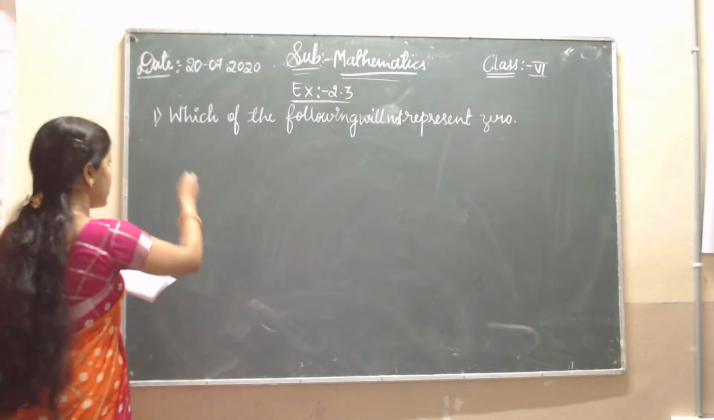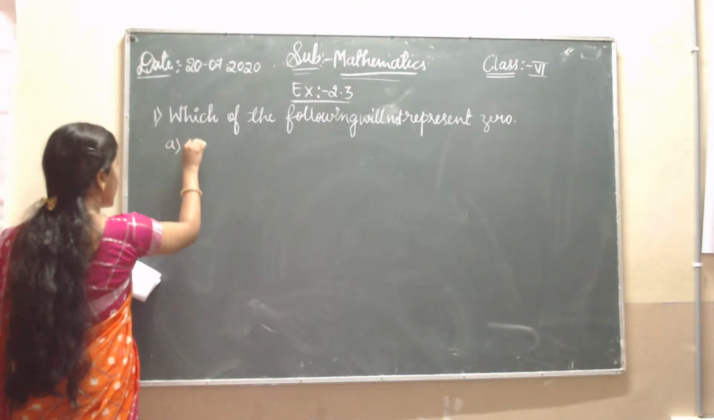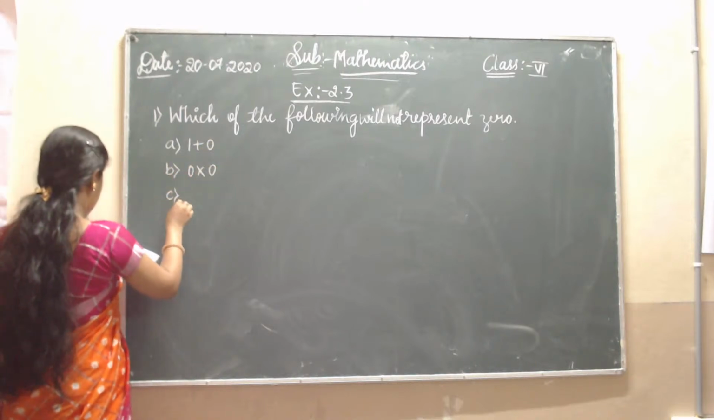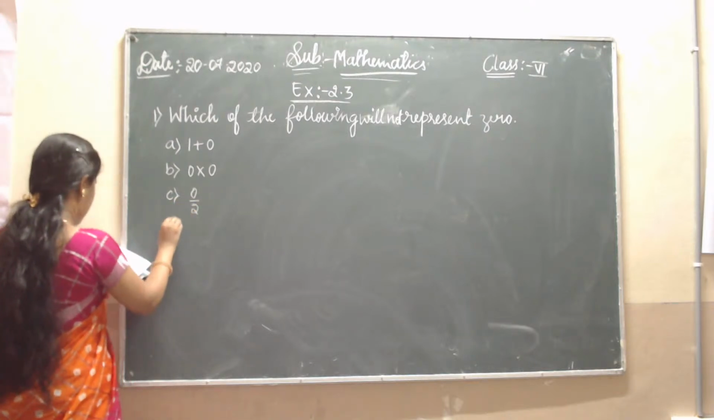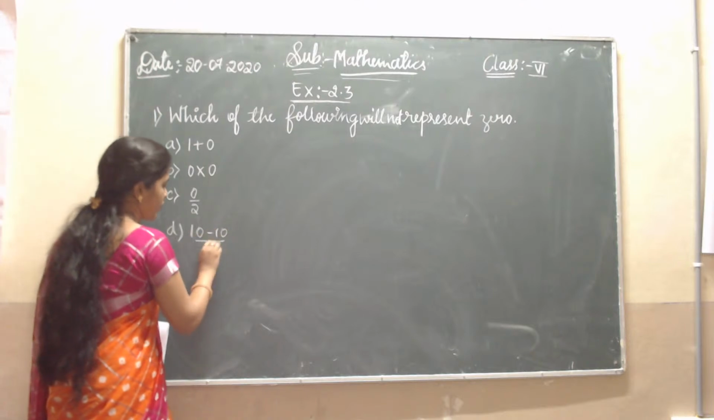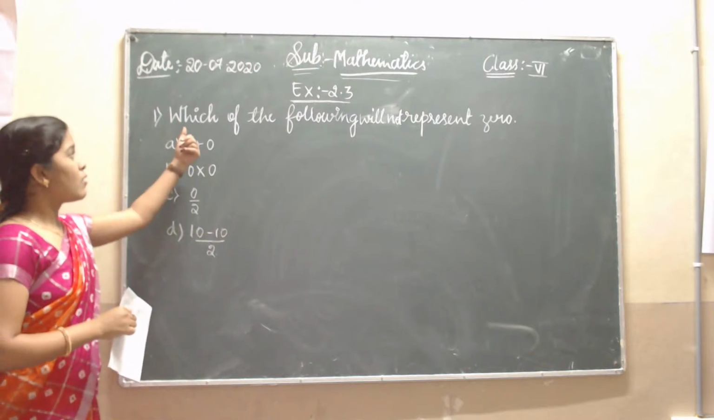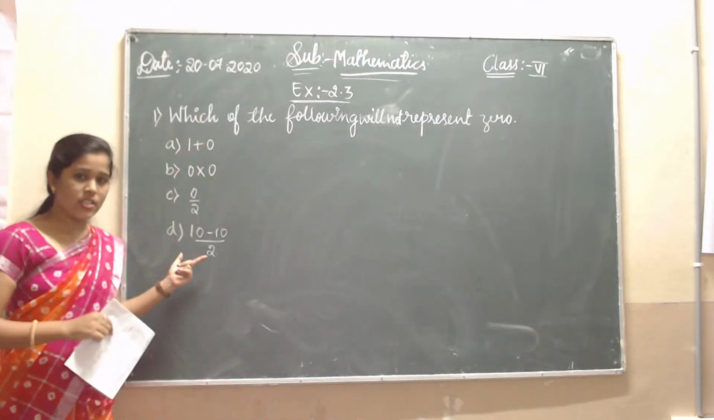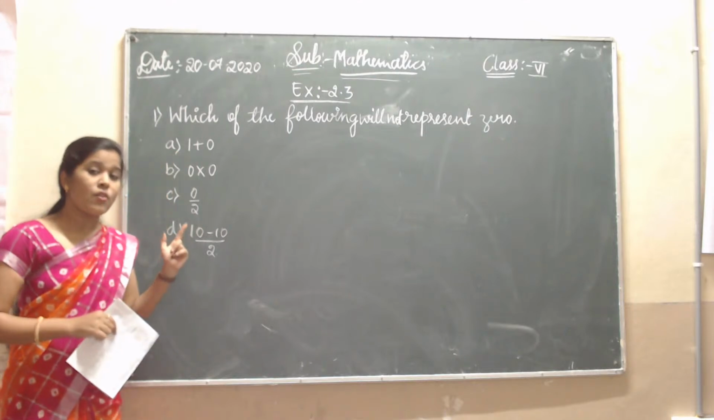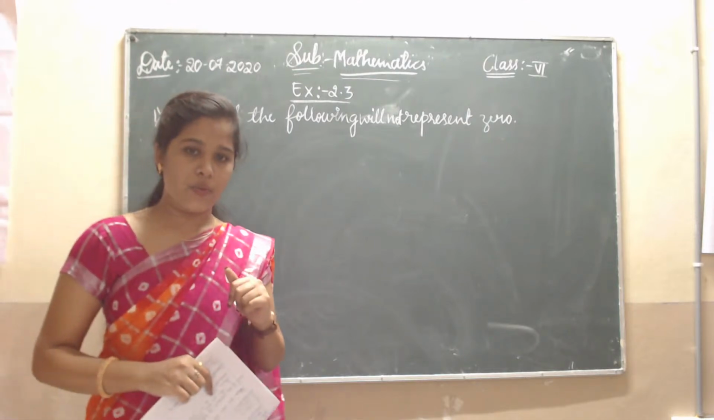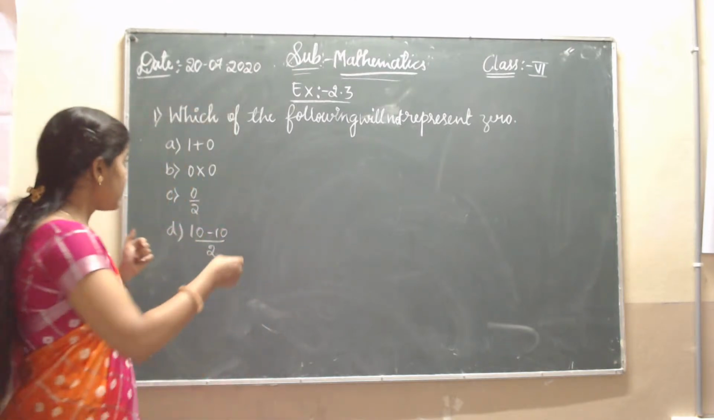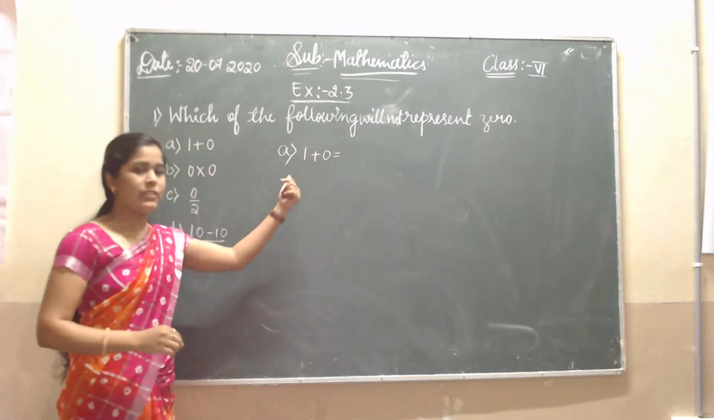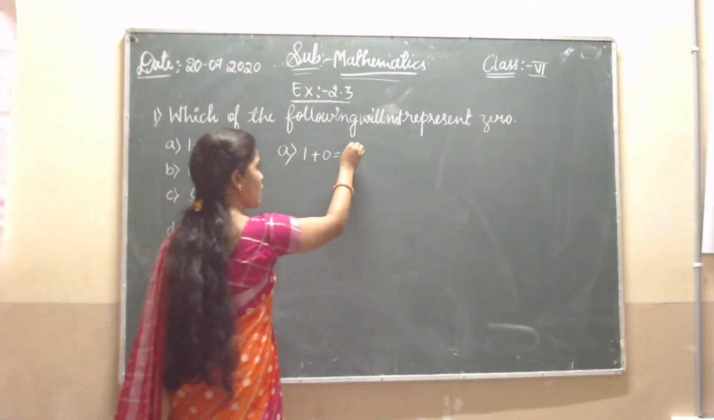See here, in that, A, 1 plus 0, B, 0 into 0, C, 0 by 2, and D, 10 minus 10 divided by 2. What they said, which of the following will not represent 0? If you solve these four, A, B, C, D, which of them does not represent 0? So, let's solve this. First one, A, 1 plus 0. If we add 1 to 0, we will get 1.